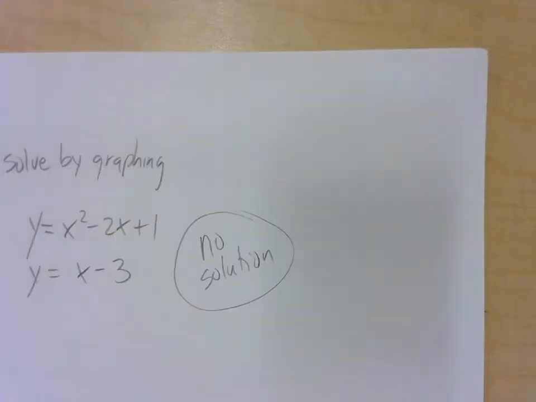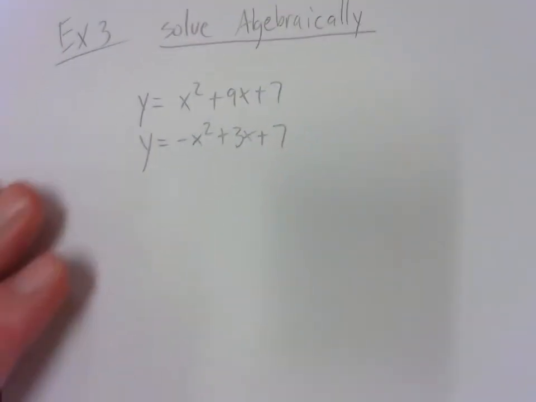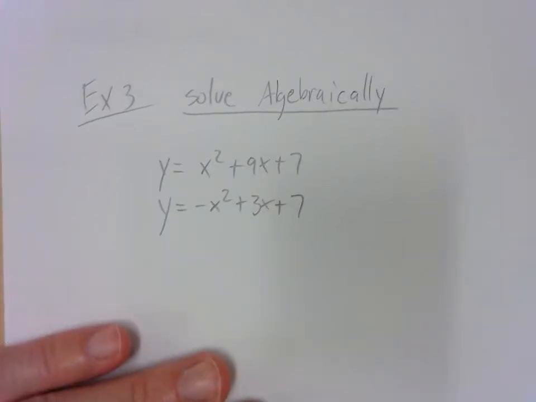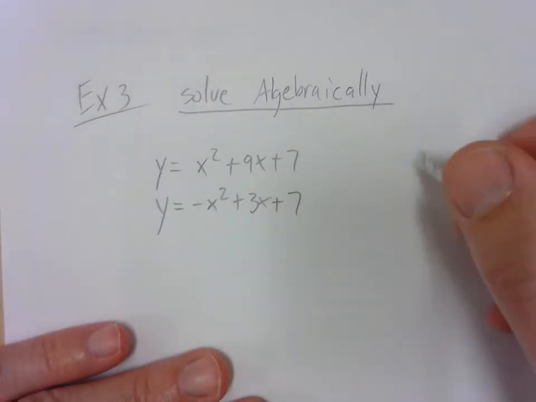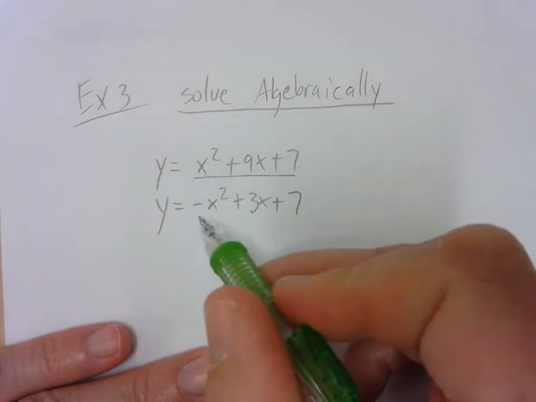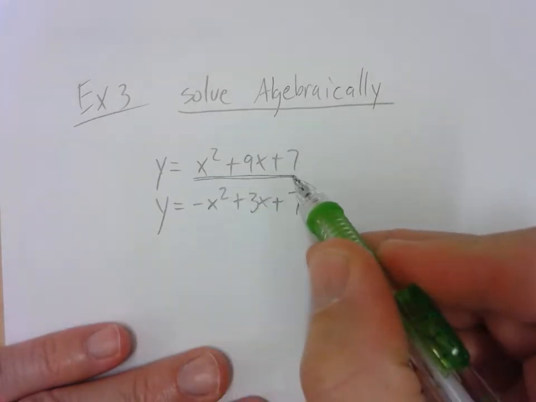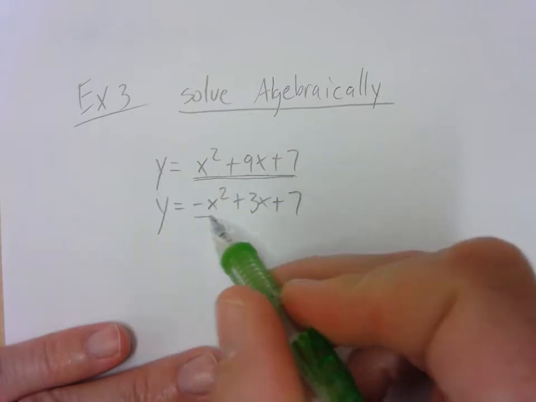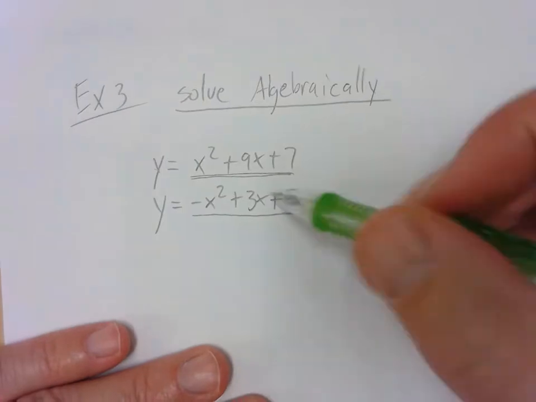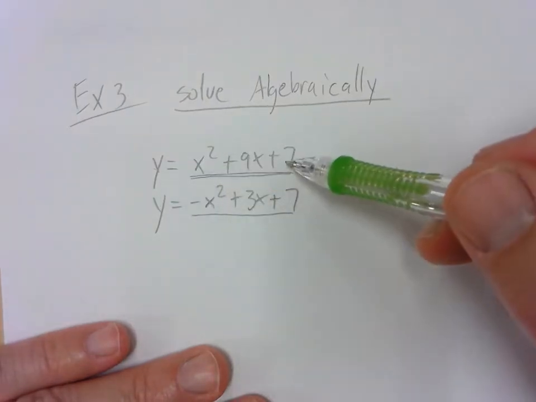The third one we're going to solve algebraically. So we'll break out the algebra for this, and we're going to use the transitive property, or substitution, whatever you want to say, to solve this. So this thing here is equal to y, and this thing here is also equal to y. Well, these y values are the same. So since the y values are the same, therefore these two things here have to be the same.